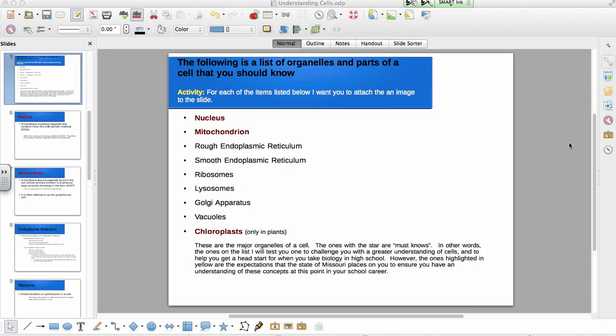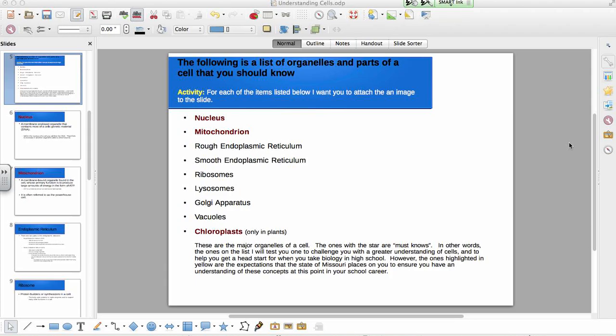However, what I want you to do is embed a diagram of those organelles. You're going to look at the organelle and the function, and then find an image and place it in that slide so that you have notes with the image in there and you understand what we're talking about. So that's the activity. For each of the items listed below, I want you to attach the image to the slide.